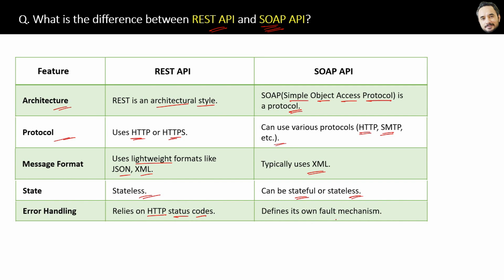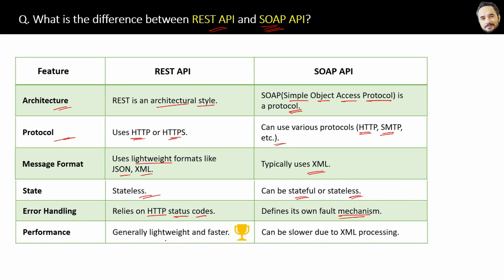Next is REST API relies on HTTP status codes like 200, 201, etc. Whereas SOAP API defines its own fault mechanism. Okay, every SOAP API can define its own different one. So that's a problem actually. Now I'm going to the last difference between them, because of which REST API are very popular nowadays, and that is REST APIs are generally lightweight and faster, whereas SOAP API can be slower due to XML processing. Okay, all right. These were some differences between these two.